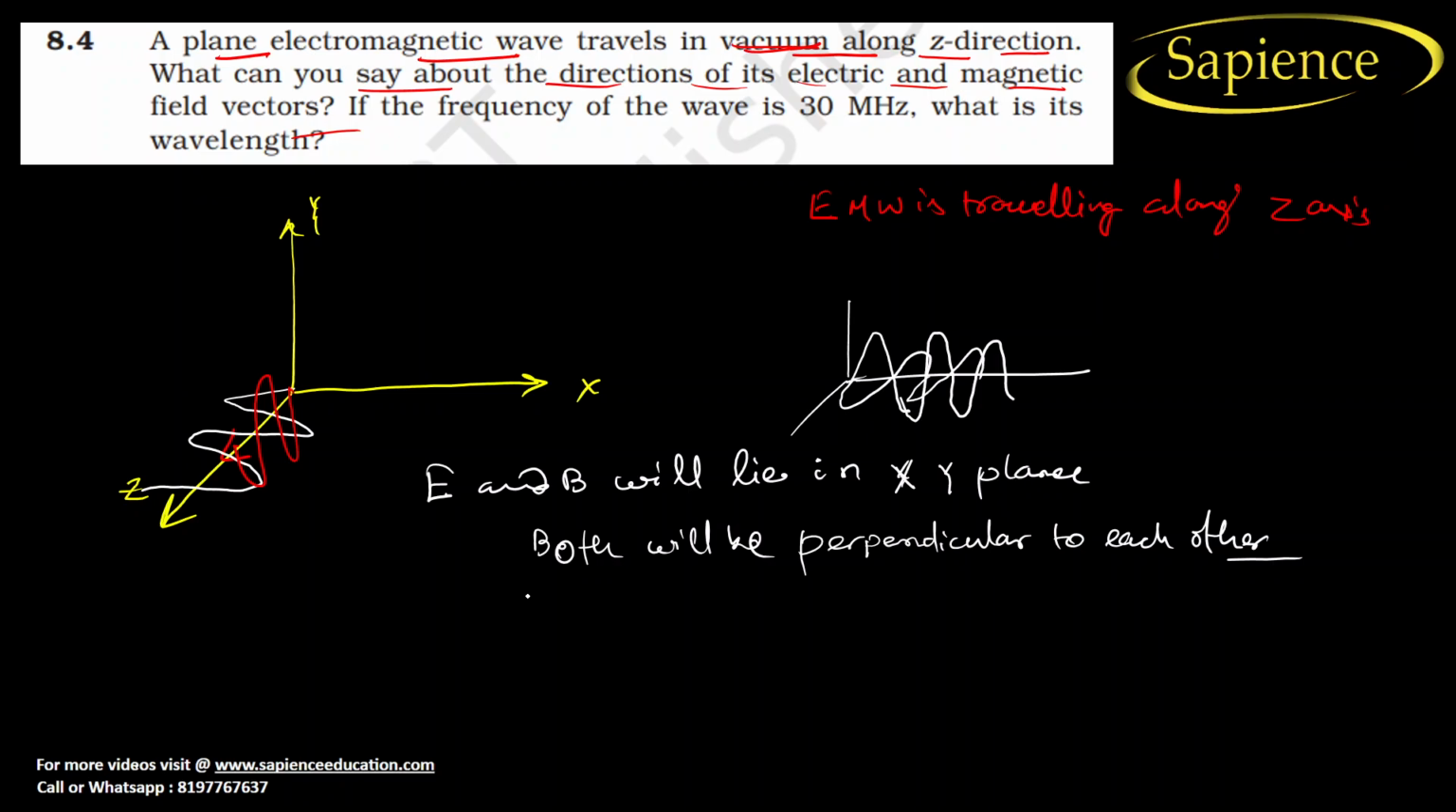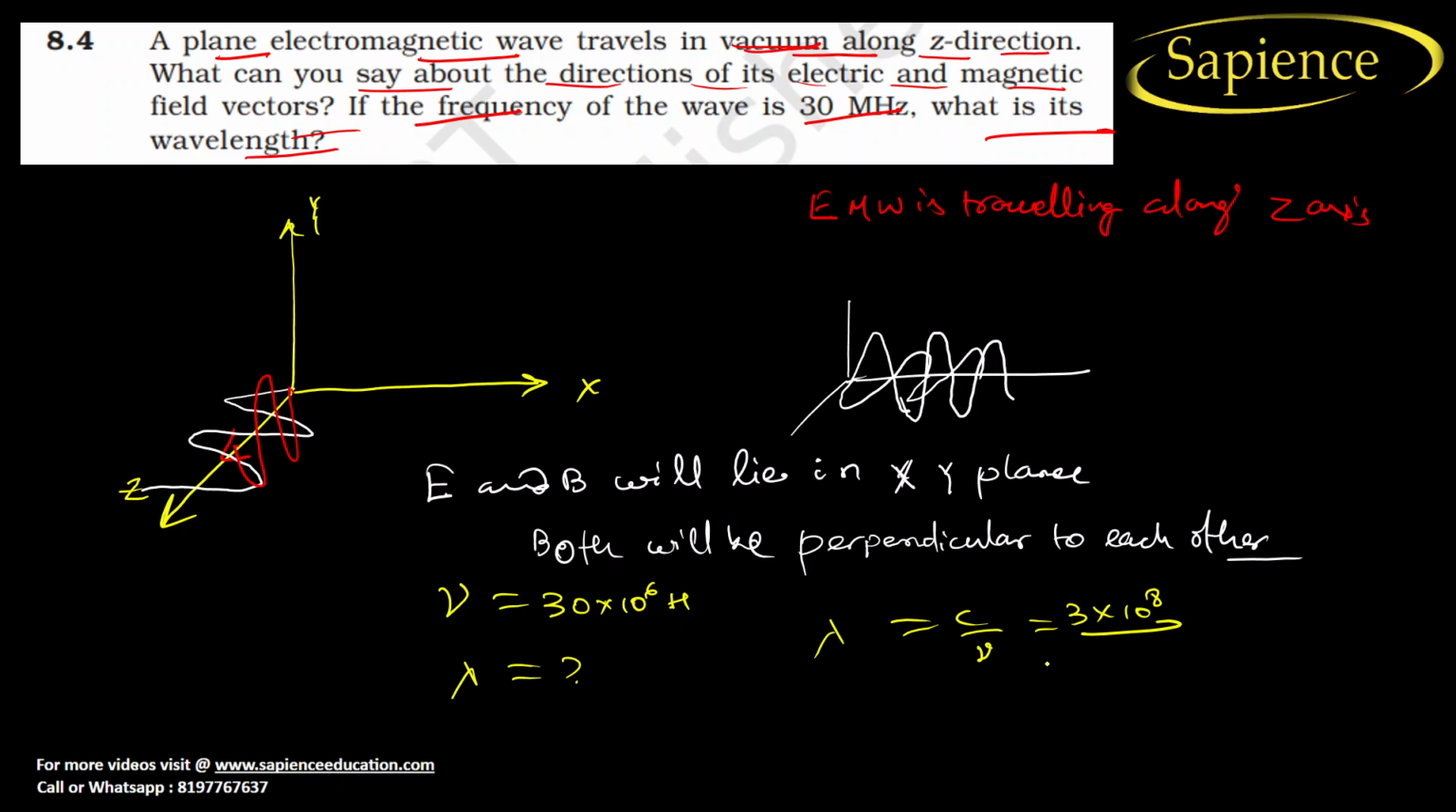Got it? Now the second part is saying that if the frequency of the wave is 30 megahertz, what is its wavelength? They have given you the frequency. So frequency is equal to 30 megahertz, not microhertz, so this will be 30 into 10 to the 6 hertz. What is the wavelength? We know that lambda is equal to c by frequency. So 3 into 10 to the power 8 meter per second is the speed of the wave, divided by 30 into 10 to the power 6. Finally if you calculate it, you will find lambda is equal to 10 meters. So I hope you have got this answer.